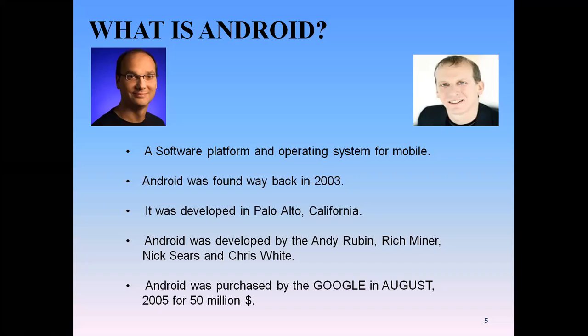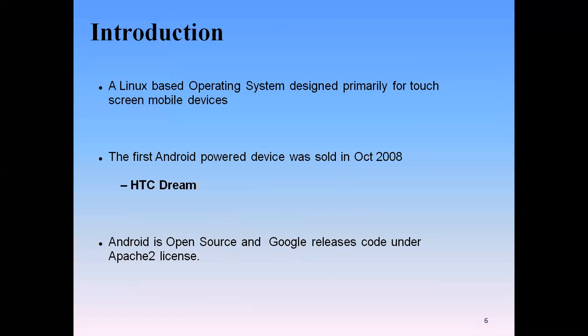Okay, fine. So this Android was developed by Andy Rubin. He is the founder, but he is not the only one. He is one among four people. It was developed in California.